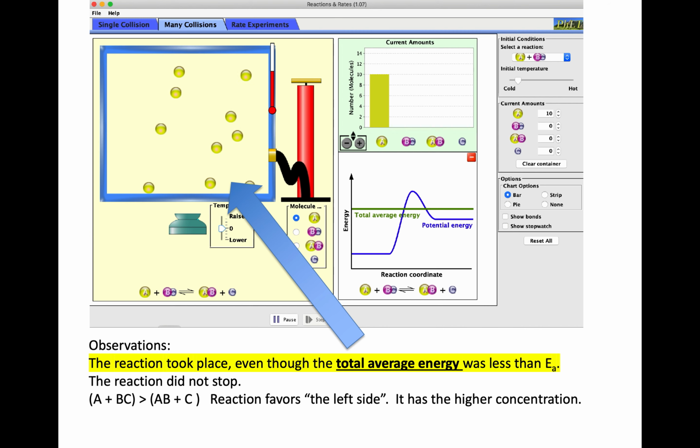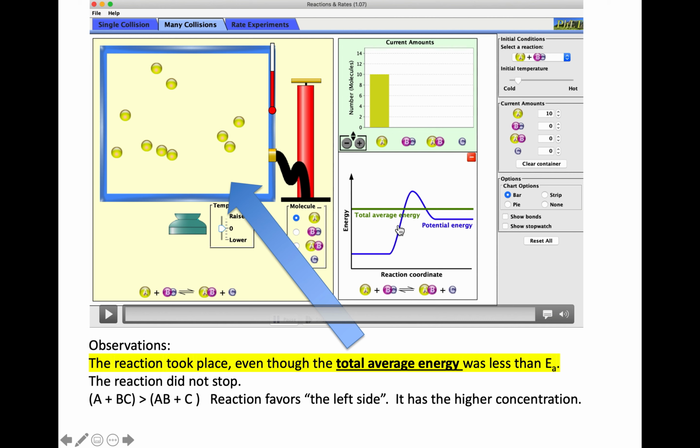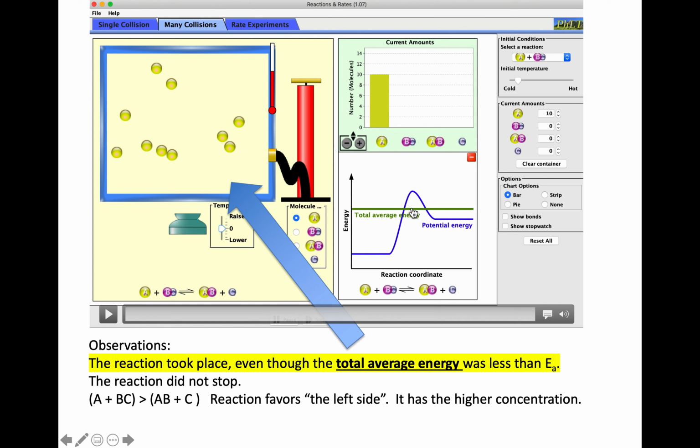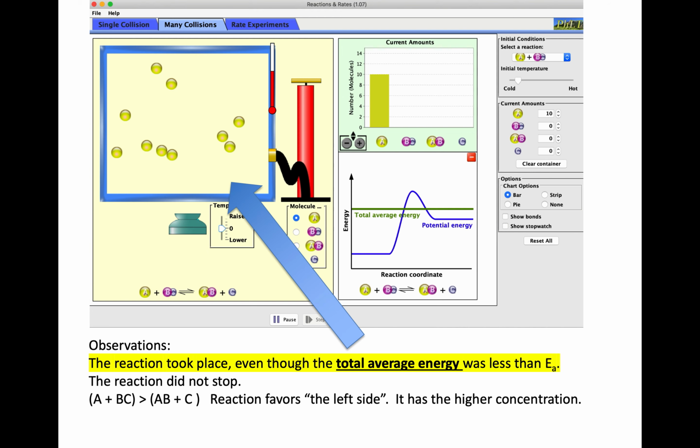That gives us a key insight here. It gives us an insight for how the reaction can take place, even when the total average energy is below the energy of activation. Because in order for the reaction to take place, we're not interested in the total average. We're interested in the energy that accompanies a particular collision. And even if the total average energy can be below this threshold value, some of the collisions are higher and some of the collisions are lower.